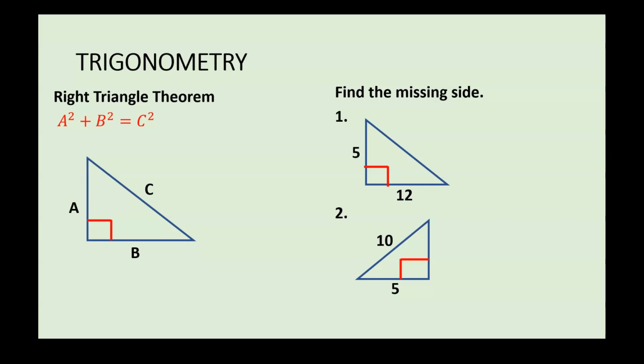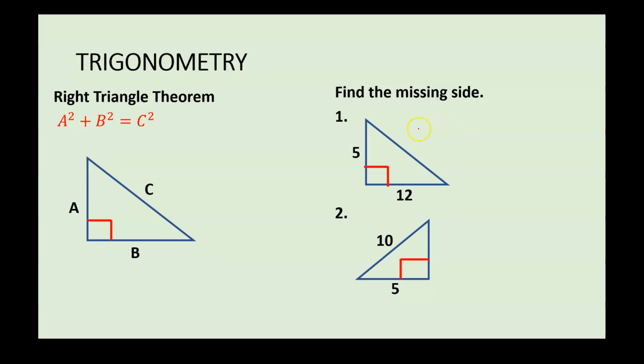Before we do that, let's start with a little right triangle theorem. We remember a squared plus b squared equals c squared for any right triangle. With this formula we can find the missing side. If we have any two sides, we can use this formula to find the third side.